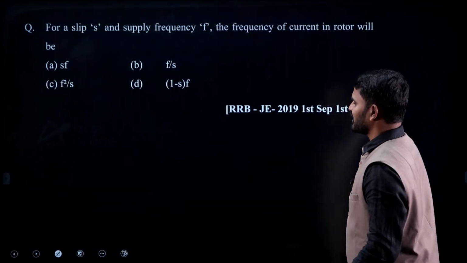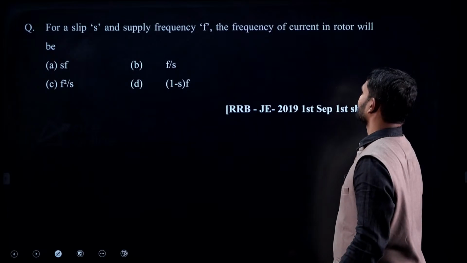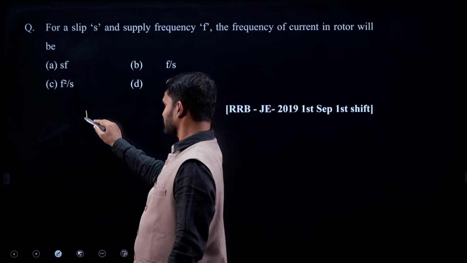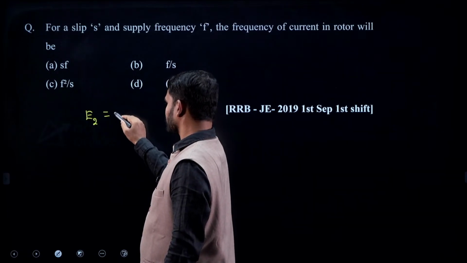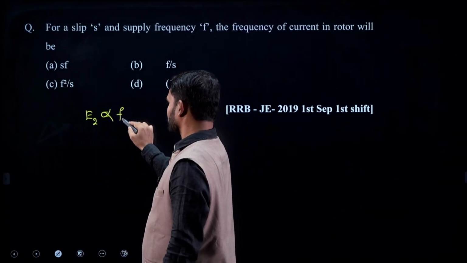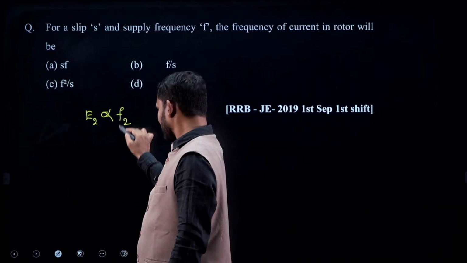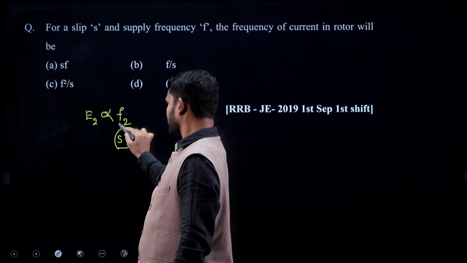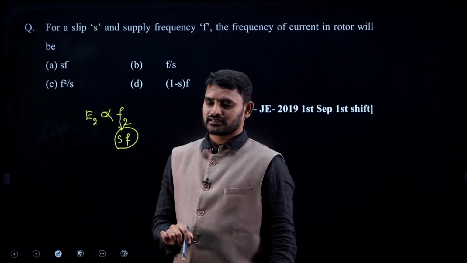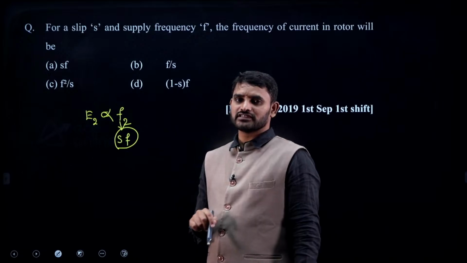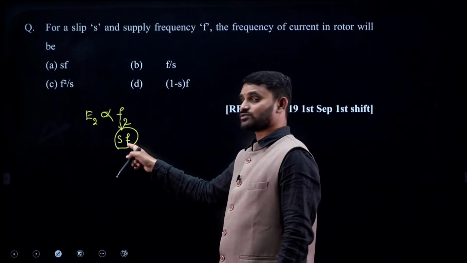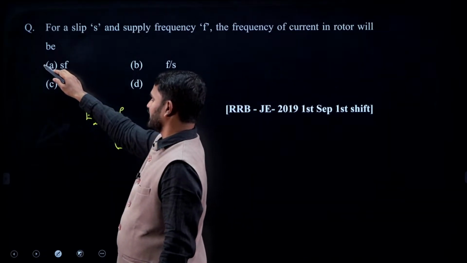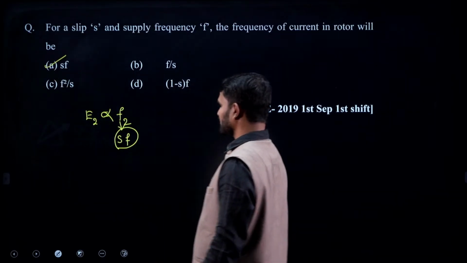For a slip S and supply frequency F, the frequency of current in the rotor will be? We have seen the induced EMF equation: E2 is proportional to F2. This frequency depends upon what? Slip, no? So, F2, the frequency of induced EMF in the rotor, is equal to slip times the supply frequency, that is, SF.